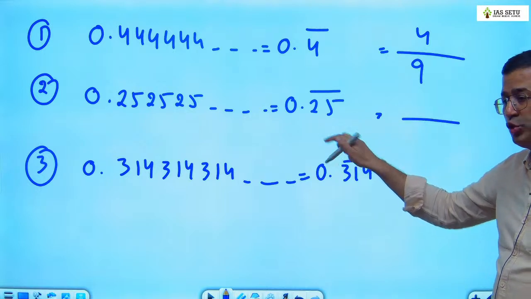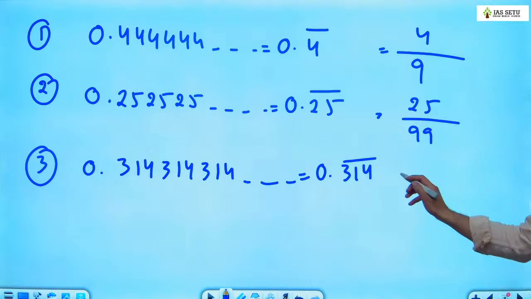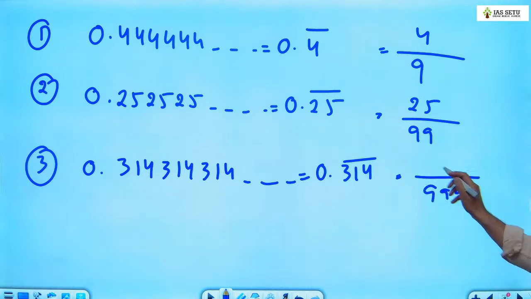How many digits under the bar? 2. So double 9. So it is 25 upon 99. This is 999 C1.